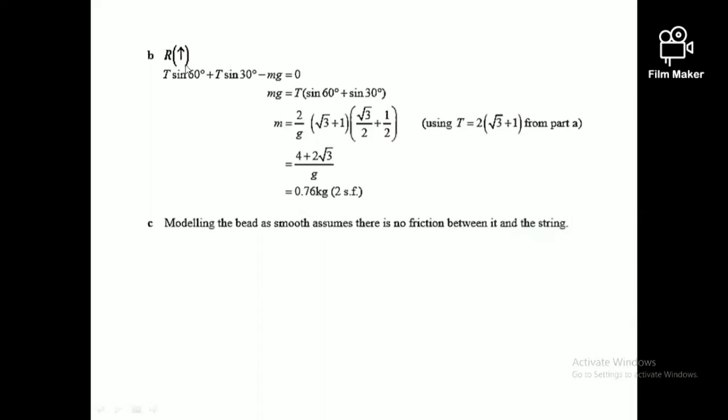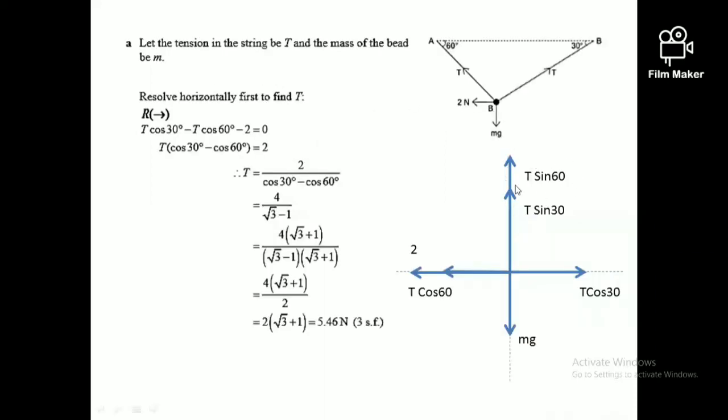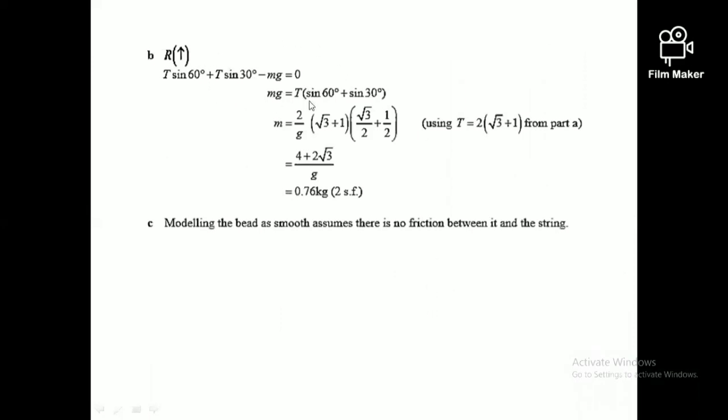Okay, then if you consider the vertical equilibrium, what are the vertical forces? T sin 60 plus T sin 30 equals mg. We know the value for T right now, 5.46 or 2 into root 3 plus 1. So you can say T sin 60 plus T sin 30 minus mg equals 0. Then mg equals T times sin 60 plus sin 30. I just take the T out. And we know the value for T is 2 root 3 plus 1, times sin 60 plus sin 30. So here g came over here. G is 9.8. Then you can obtain the final answer.